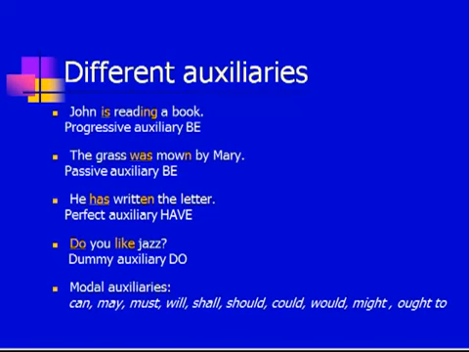Then we've got perfect auxiliary have, as in he has written the letter. And we've got dummy auxiliary do, as in do you like jazz? So those are the 4 primary auxiliaries. And then we've got the 10 modals: can, may, must, will, shall, should, could, would, might, and ought to. We used to always have need as an auxiliary, but that really isn't used anymore. We do, of course, have need as a main verb, but we don't use it as an auxiliary anymore.